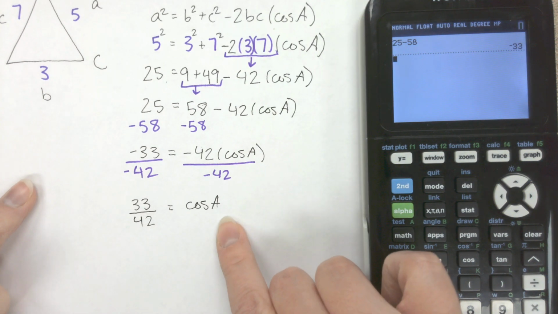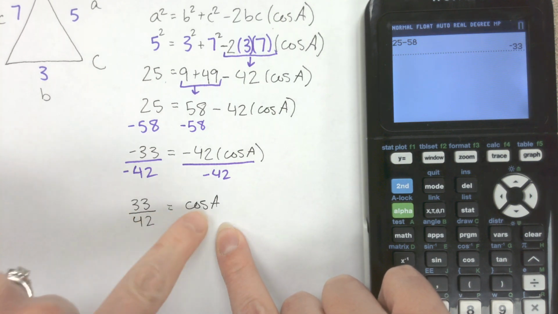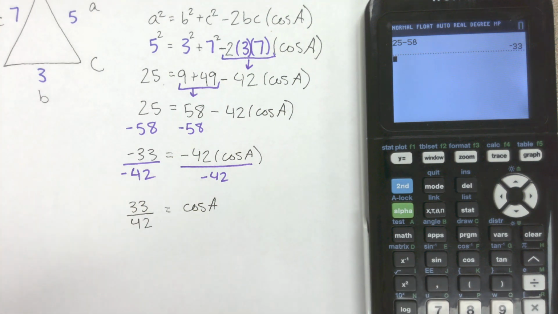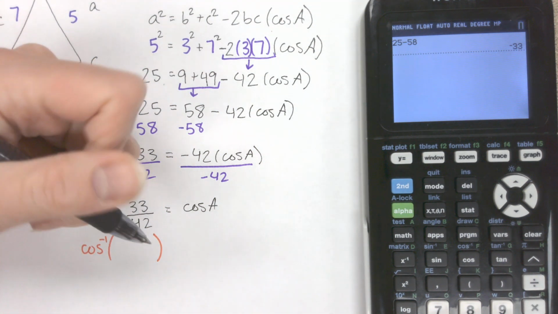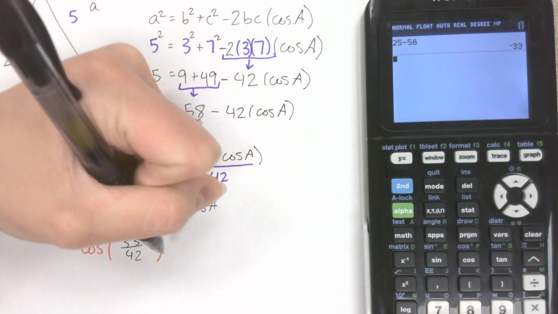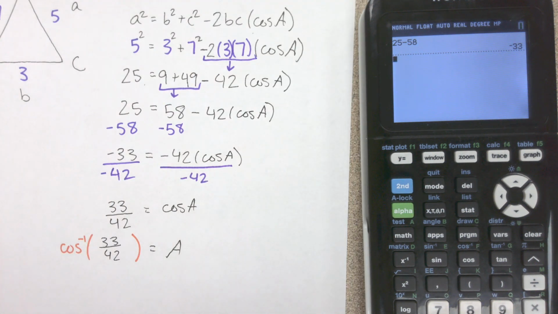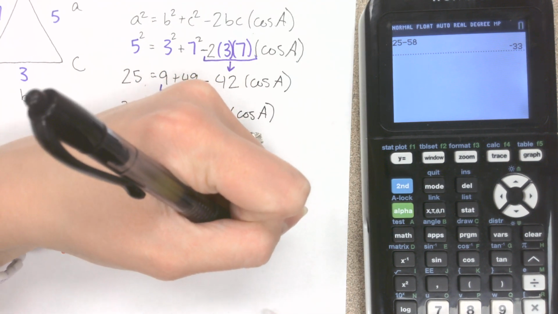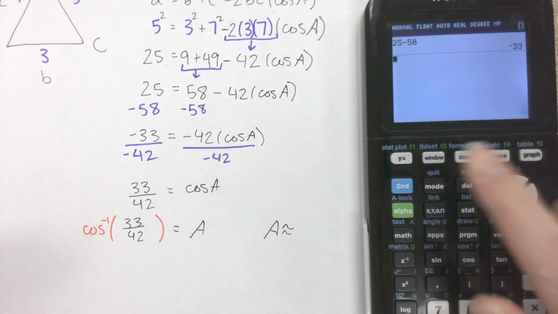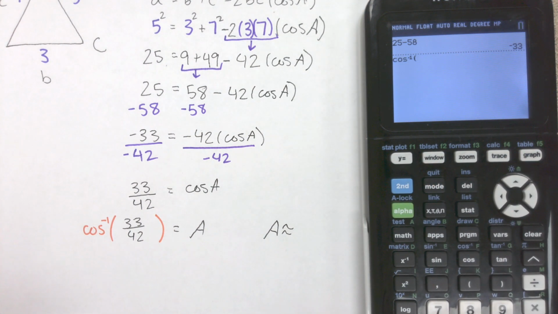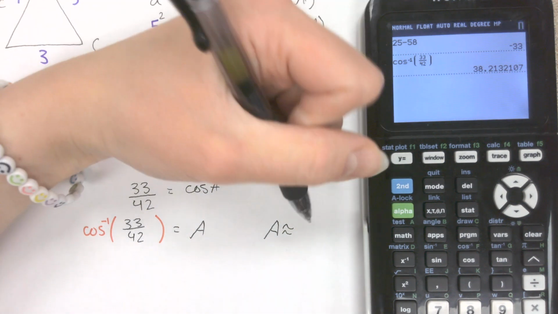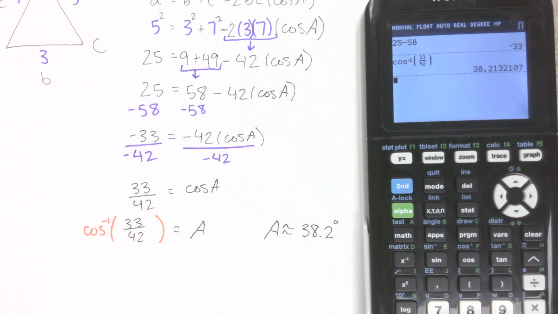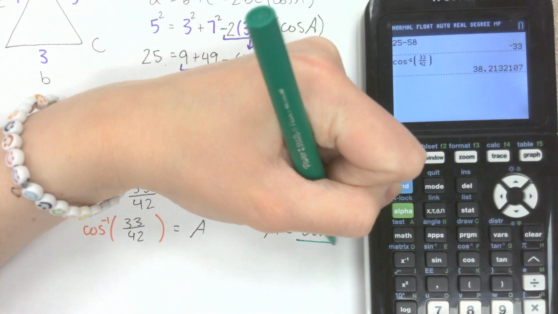And then we talked about it before with the sine. When you want to flip sides with the cosine, you need to use the inverse. So we're going to have inverse cosine of that fraction so that it can switch sides equals A. And then I will round A accordingly. Second, make sure you hit cosine and not sine this time. Alpha x, we have 33 over 42. 38.2 degrees. So this is angle A.